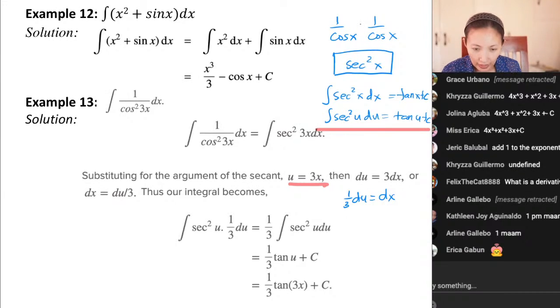Okay, so that's it for next meeting. We will continue with more techniques of integration. Please read something about trigonometric substitution, integration by parts, integration by partial fractions.